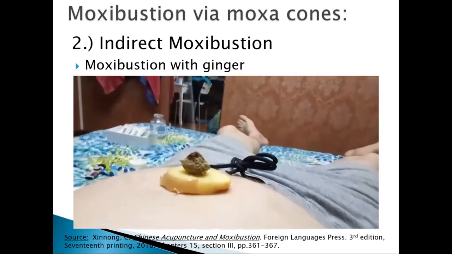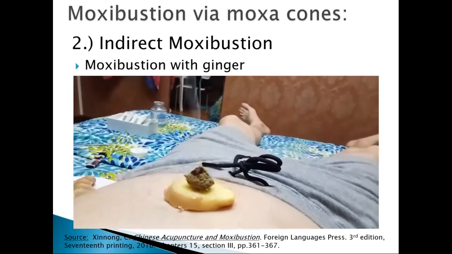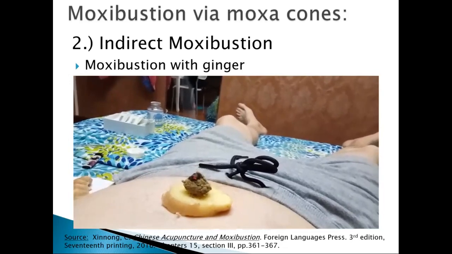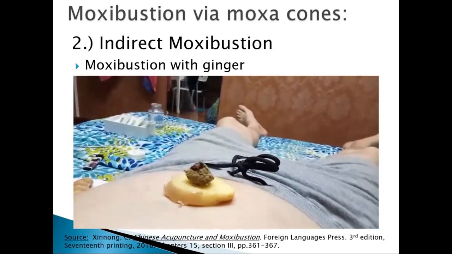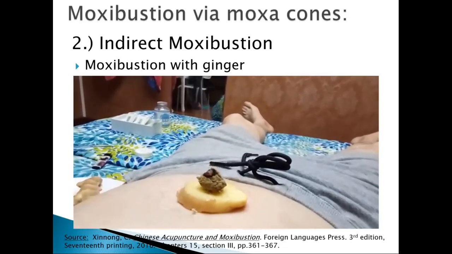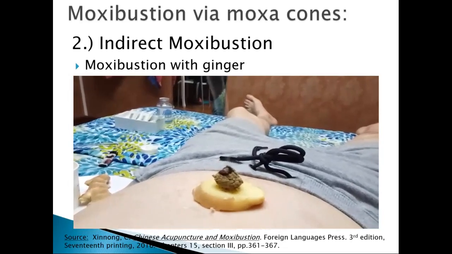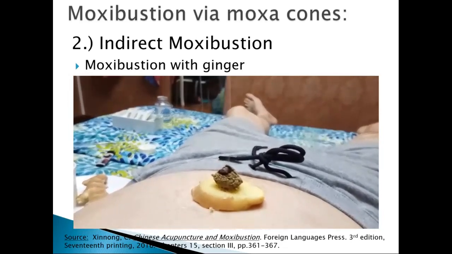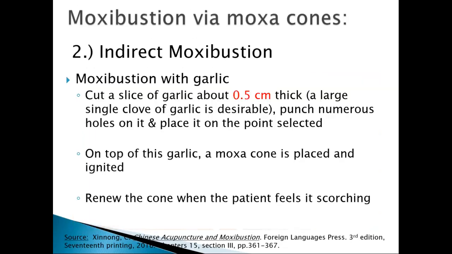So this is an example of indirect moxibustion using ginger as a medium, because ginger is warm in nature and moxibustion is also warm in nature. So you are applying both the herbal properties of your moxa and your ginger to help with specific problems such as yang deficiency. Okay? So moving forward, another medium that you can use is garlic.